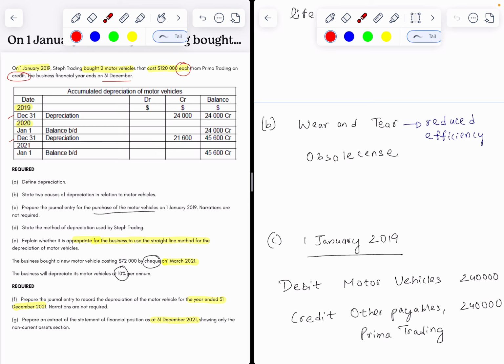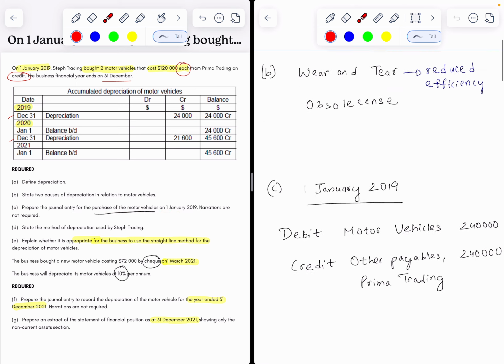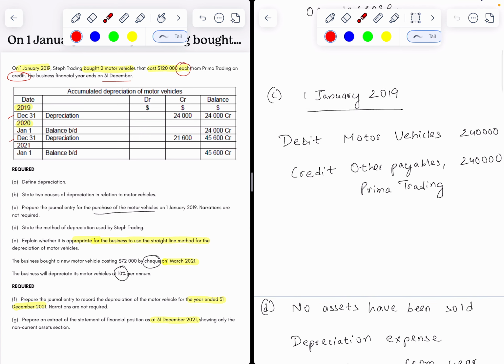What about part C? Prepare the journal entry for the purchase of the motor vehicles on 1 January 2019. Narrations are not required. So 1 January 2019 is the first sentence of the question, which mentions the business buying two motor vehicles for a total cost of $240,000. So when we are buying non-current assets, we have to debit that. So what we are doing is to debit the motor vehicles asset account by $240,000. Again, this is $240,000 because we have got two assets, $120,000 multiplied by 2.